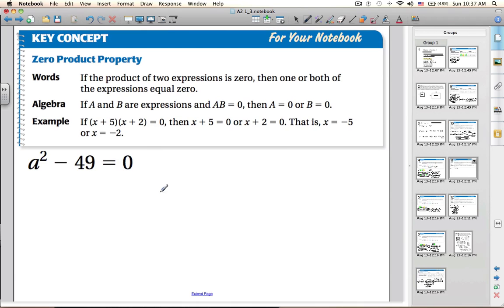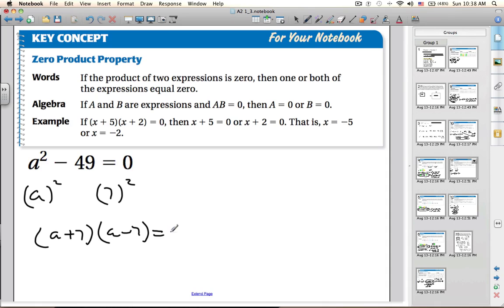Okay, here's another one. This is, again, a special pattern. This is the difference of two squares. You can see that a squared is the quantity a squared, and 49, sorry, is 7 squared. I know it fits that pattern of the difference of two squares, so I could say this is a plus 7 times a minus 7.